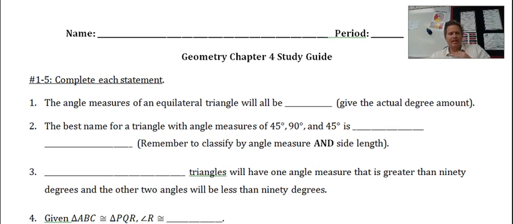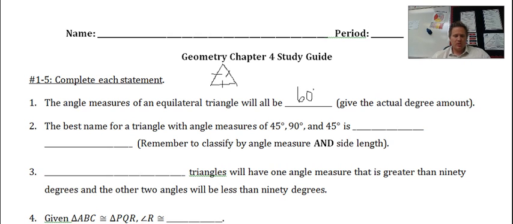Let's get at it. So it says the angle measures of an equilateral triangle will be. So remember, an equilateral triangle has all the sides the same and all the angles the same. So it's also called equiangular. So it means that each one is going to be 60 degrees for a total of 180.